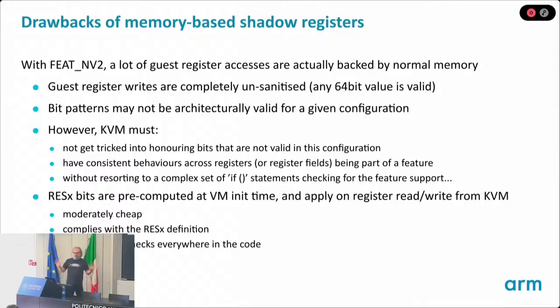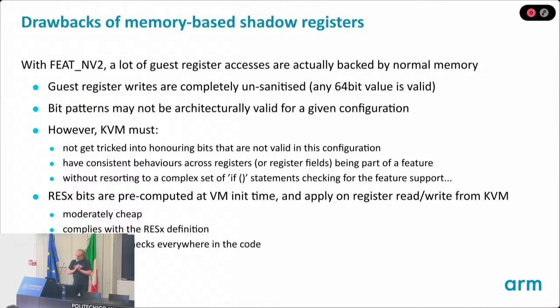They're not necessarily valid from an architectural perspective, but from the point of view of the guest, it's a free-for-all. So it means that KVM must not be tricked into assuming that value X means that the feature controlled by this value has to be honored if the feature is not implemented. You must have consistent behavior across registers that are part of the same feature, and preferably you write all that without ending up having all sorts of tests for all possible features everywhere in the code.